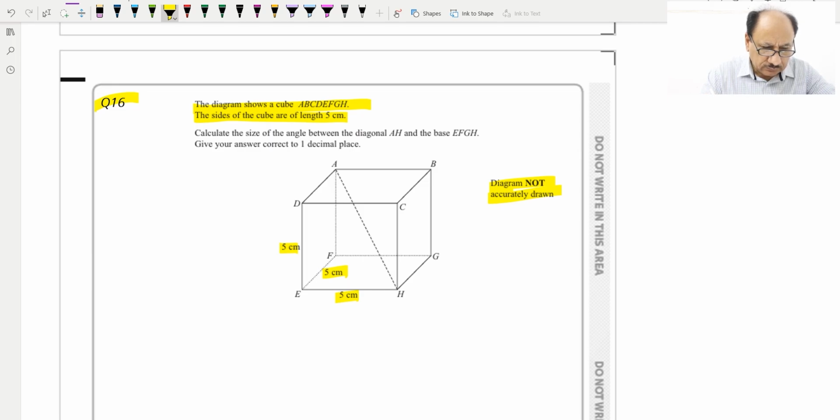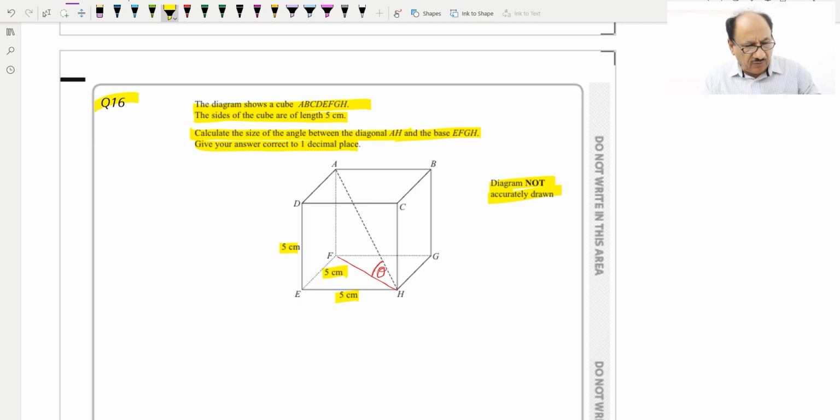Then they are saying calculate the size of the angle between the diagonal AH and the base EFGH. So diagonal AH they have already drawn, and we need to understand the base will be this one. I will draw the base diagonal. So the angle required is this one, which we can write as theta. The condition is to give your answer correct to 1 decimal place.